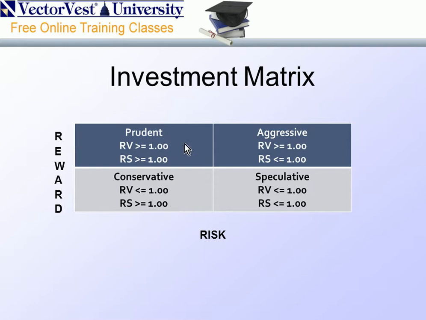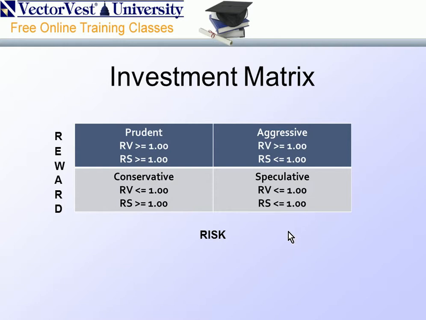If you're prudent, you really want the best of both worlds. You want the long-term upside potential, but you're really not willing to take on a lot of risk. So you ideally want RV and RS to be above 1. That brings us to speculative. If you're a speculative investor, you're not concerned with fundamentals whatsoever. You're very news-driven, and speculative investors are investors that really like to short stocks. So again, if you're not concerned with fundamentals, you're okay with having RV and RS less than 1.